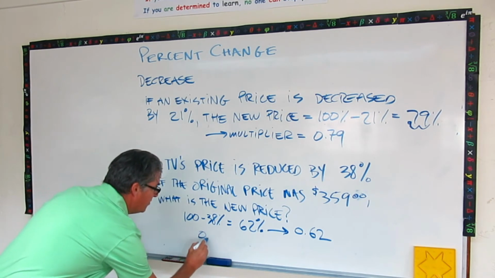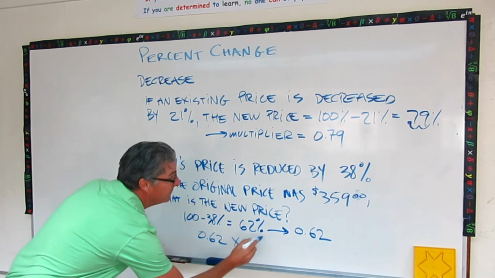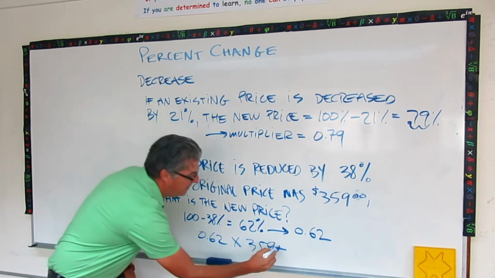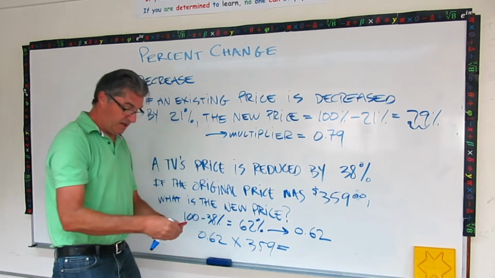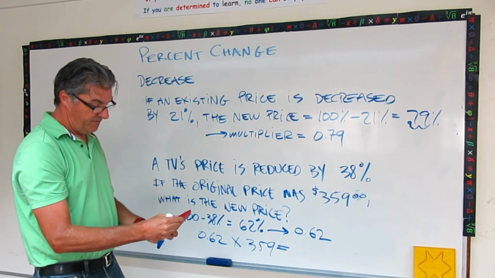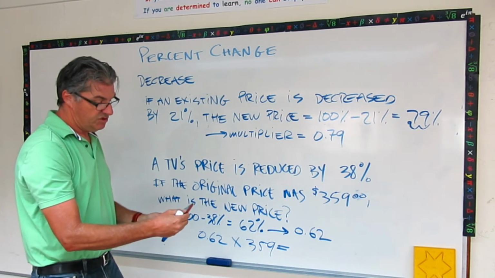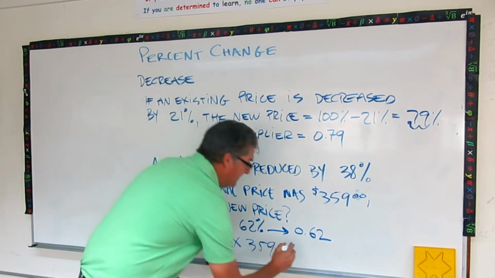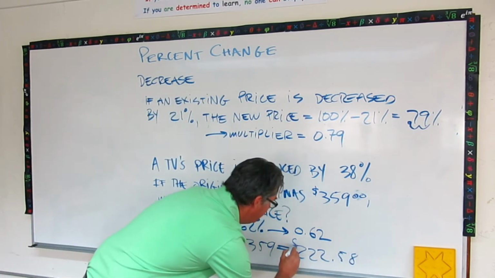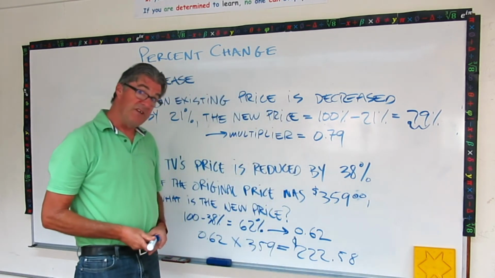Okay? So now let's find our new price. It's just going to be 0.62 times 359. Pull out my calculator. 0.62 times 359 gives us 222.58. So that's a pretty good price reduction.